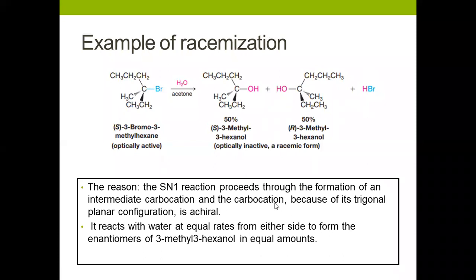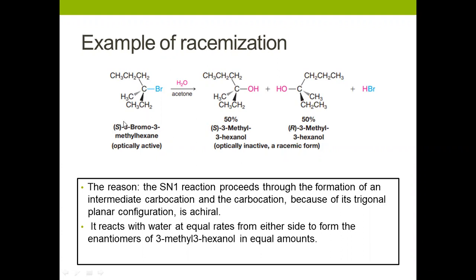When you have an equal amount of S and R in the solution, even if the original substance can rotate the plane polarized light, say counterclockwise, the other can rotate it clockwise in the same degree, and they are present in the same amount, 50-50, then the overall solution wouldn't be able to rotate the plane polarized light. So it becomes optically inactive, or a racemic form. And this is one of the concerns when the SN1 mechanism is followed: we actually produce a product in racemic form.